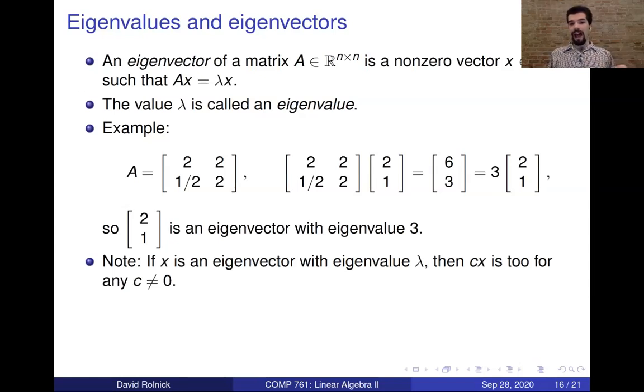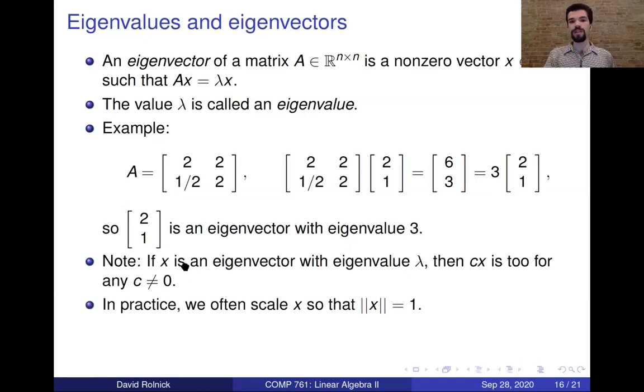Notice that if x is an eigenvector with eigenvalue lambda, then any multiple of x is also an eigenvector with the same eigenvalue. That's because if you multiply it by a constant, then both sides of this equation will multiply by that constant. Also notice that the eigenvalue could be 0. In practice, since we can scale the eigenvector, we often scale it so that its 2-norm is equal to 1. It's a unit eigenvector. But eigenvectors don't have to be unit length. You can scale it to any amount.